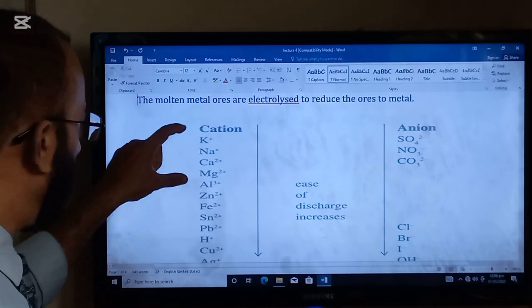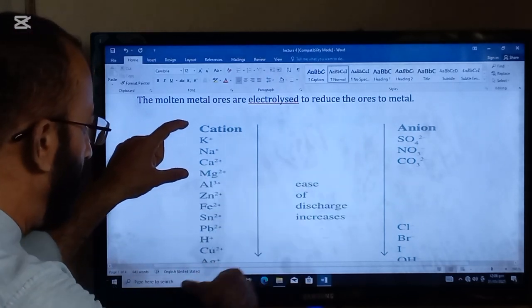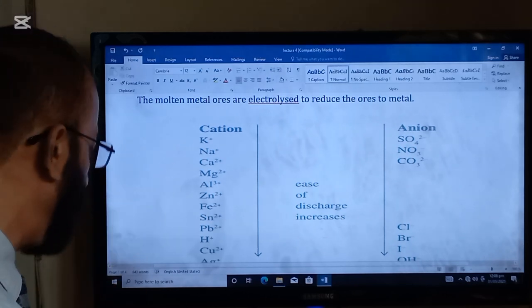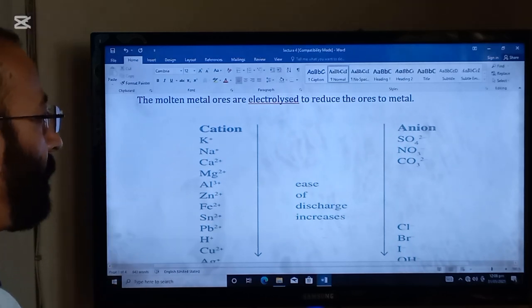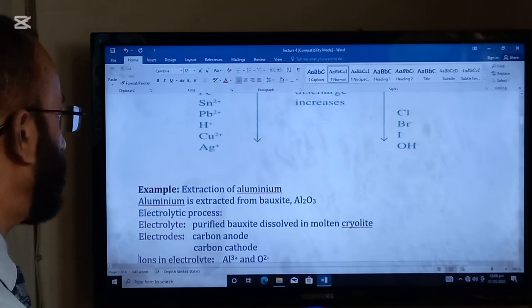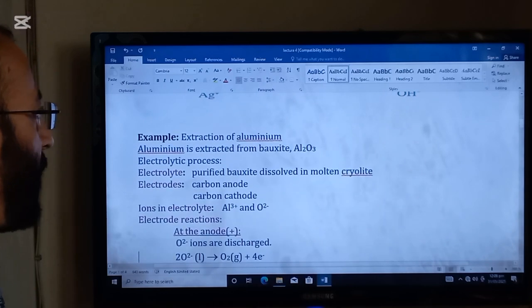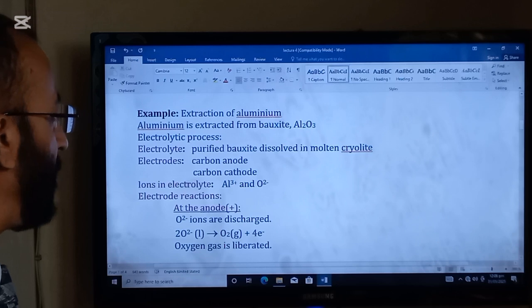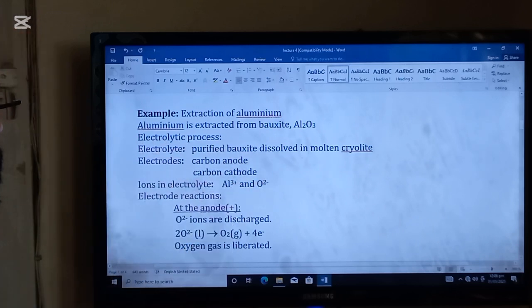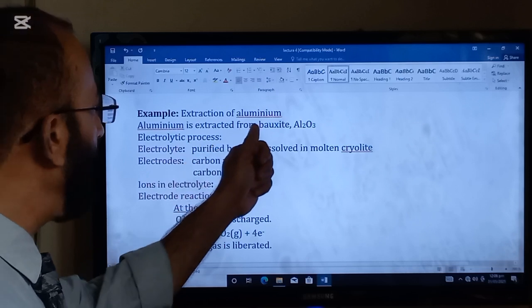So the metals above zinc in the electrochemical series, that are potassium, sodium, calcium, magnesium, aluminium, can be obtained by electrolysis in industry. Now this topic will be explained in more detail with the help of an example. Extraction of the aluminium.